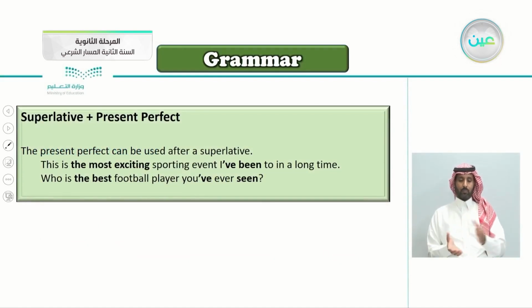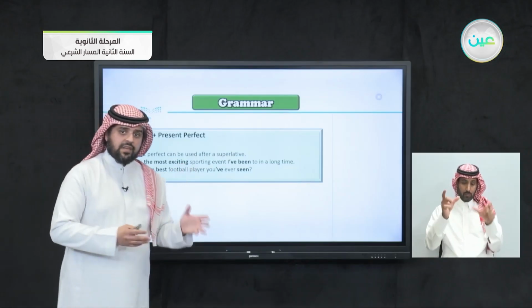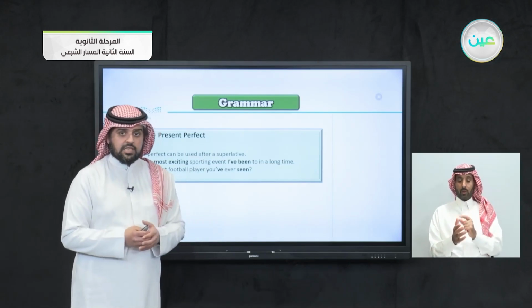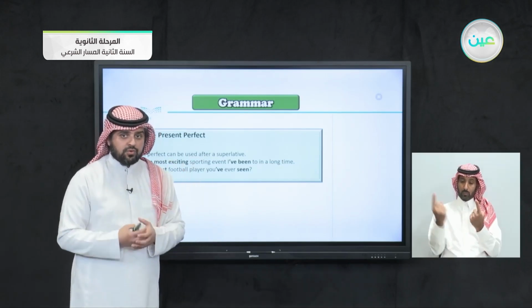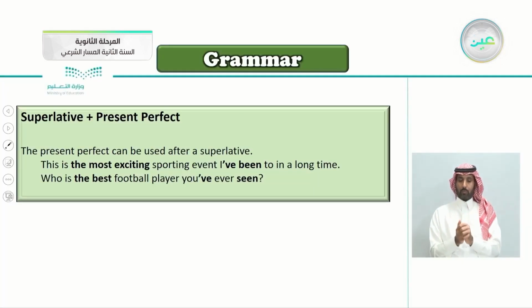Jumping here to the superlative and present perfect. If you remember the superlative from previous lessons, the comparative and the superlative, it is the unique one from the group: the best or the worst, and so on. So today we're learning the superlative plus the present perfect. The present perfect can be used after a superlative.